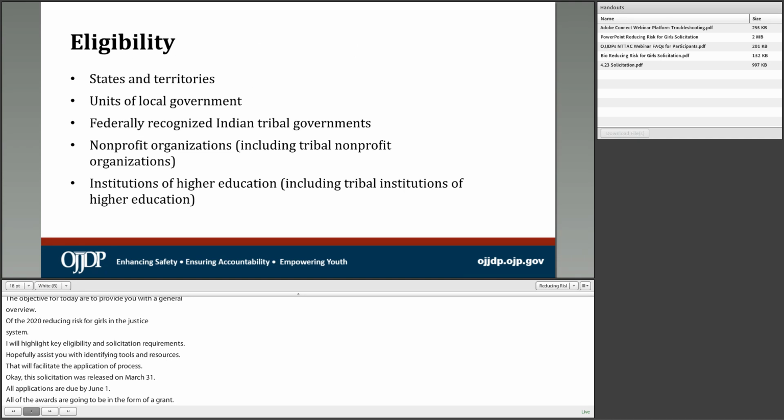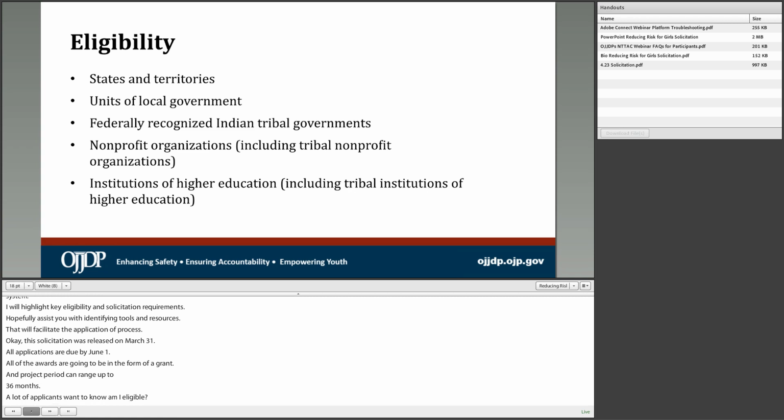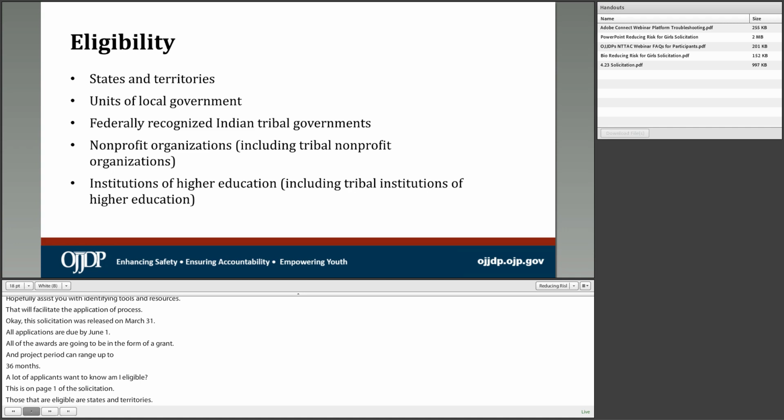So a lot of applicants want to know, am I eligible? This is on page 1 of the solicitation. Those that are eligible are states and territories, units of local government, federally recognized Indian tribal governments, nonprofit organizations, which includes tribal nonprofit organizations, as well as institutions of higher education, which includes tribal institutions of higher education.